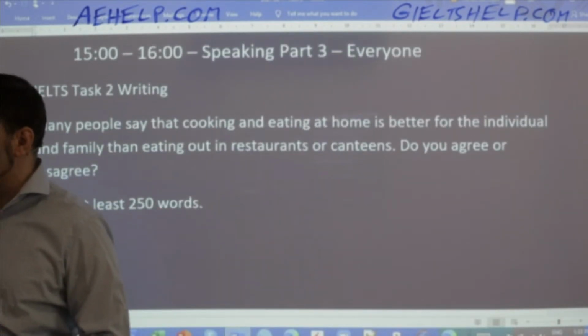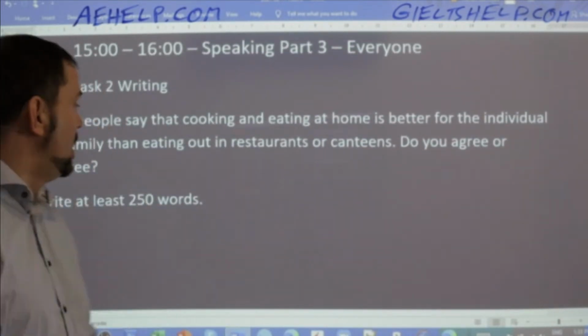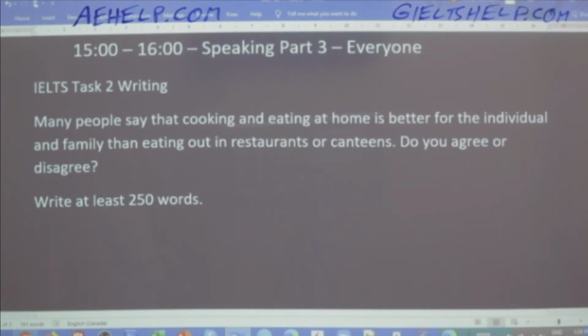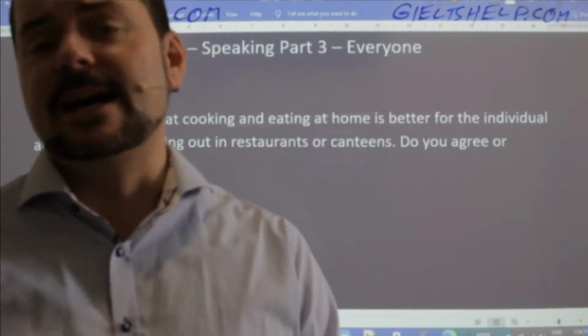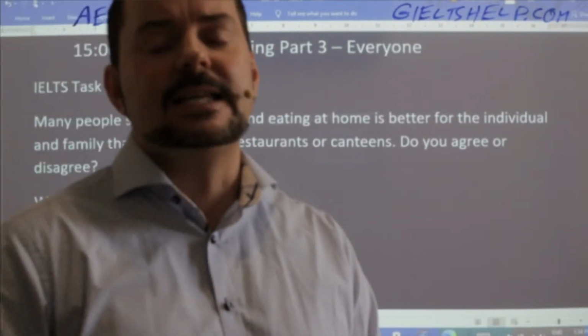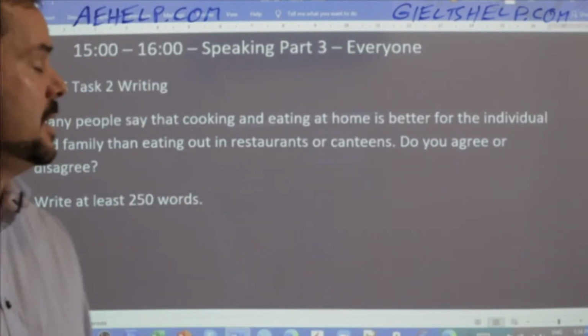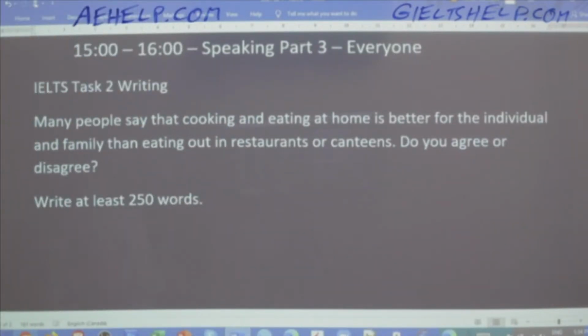So IELTS task 2 submitted by Khyber. Good question. I think it's a typical kind of question that you could see in the general IELTS task 2. You could see this one in the academic as well. I think you can argue this from either the academic or the general sense. Here we go. First step first, read the question.